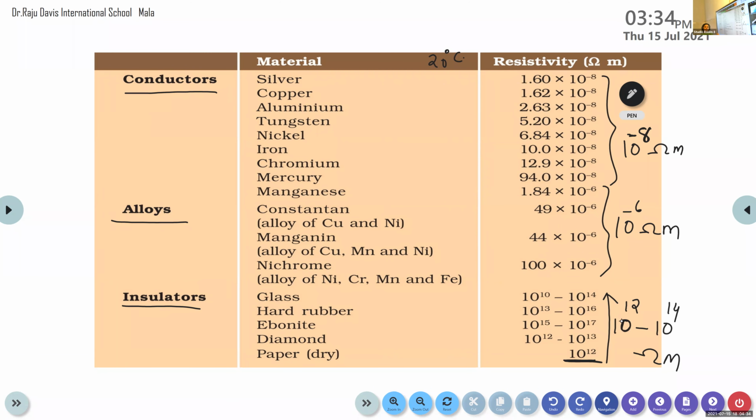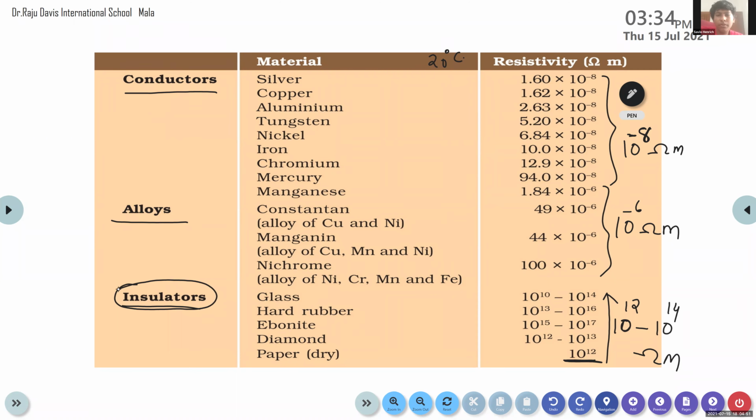They do not allow electricity to pass through them. That is why we call them insulators. And which materials possess less resistivity?